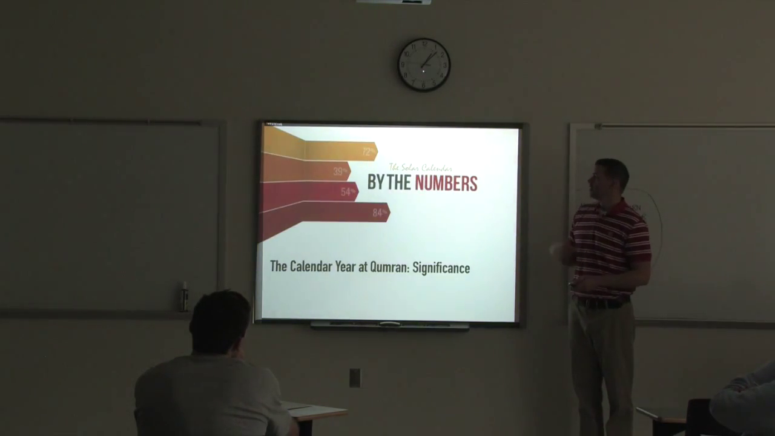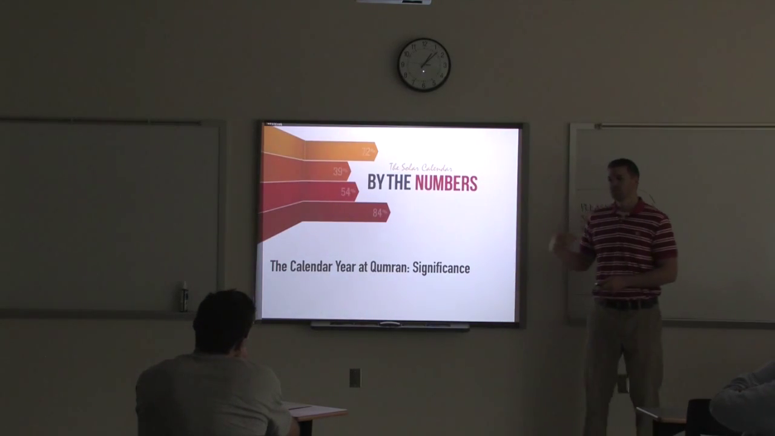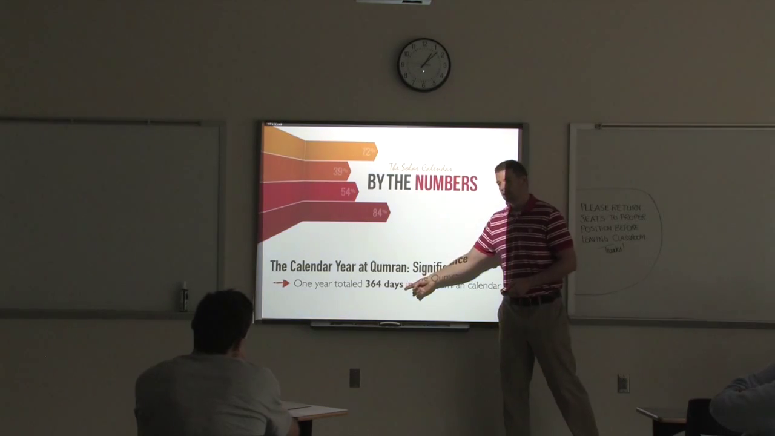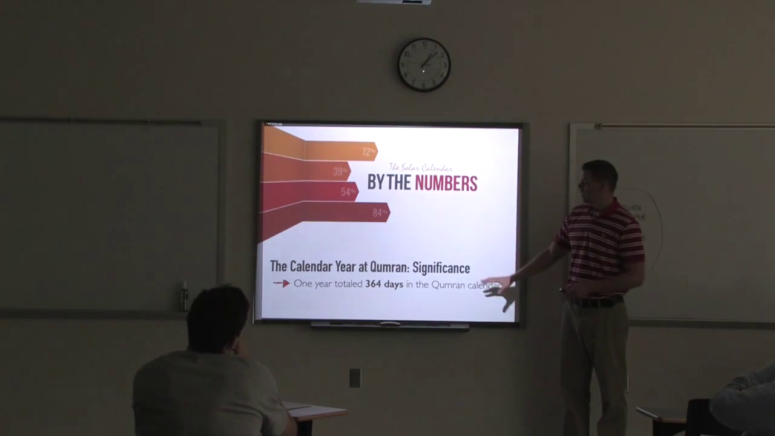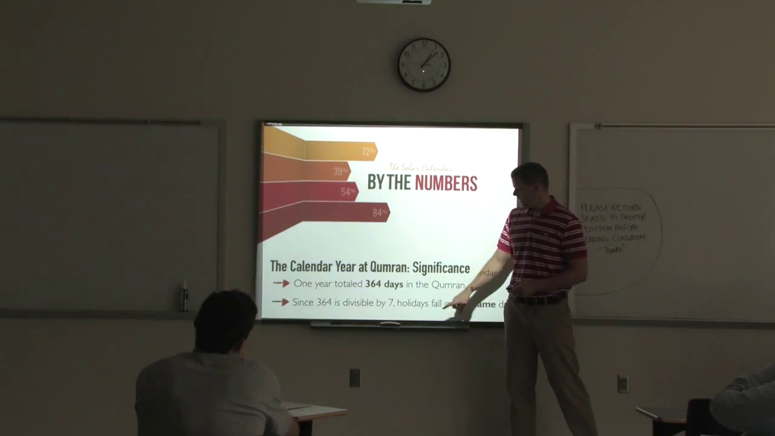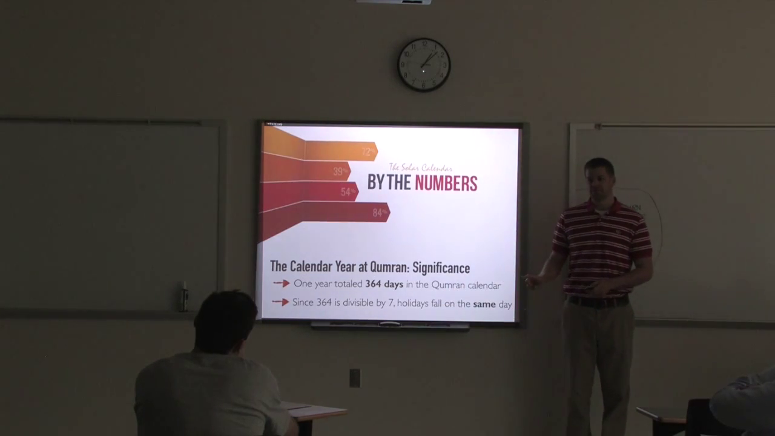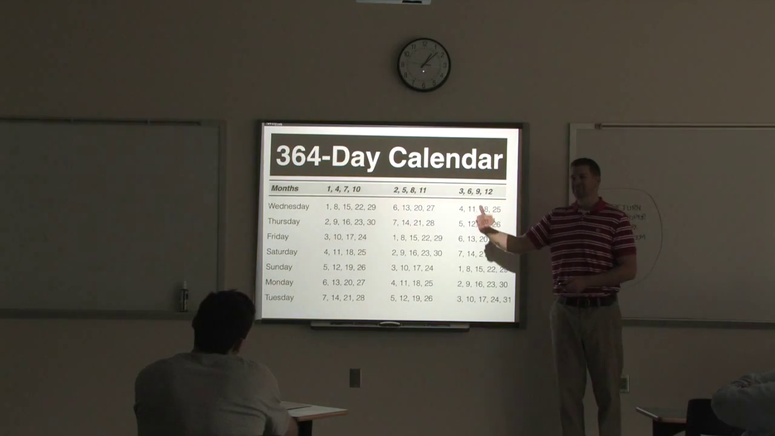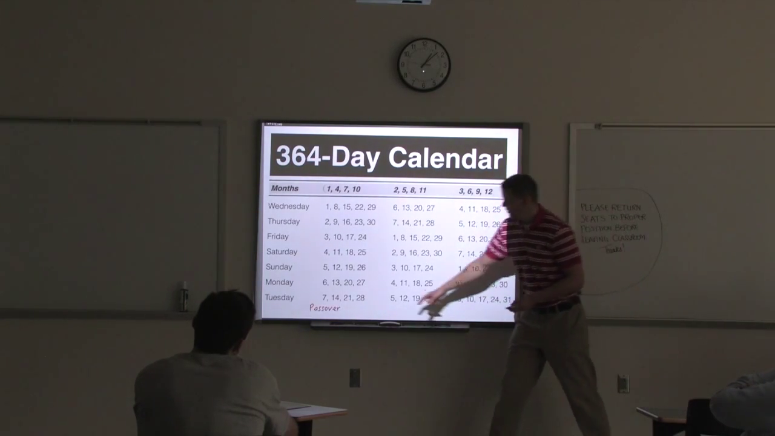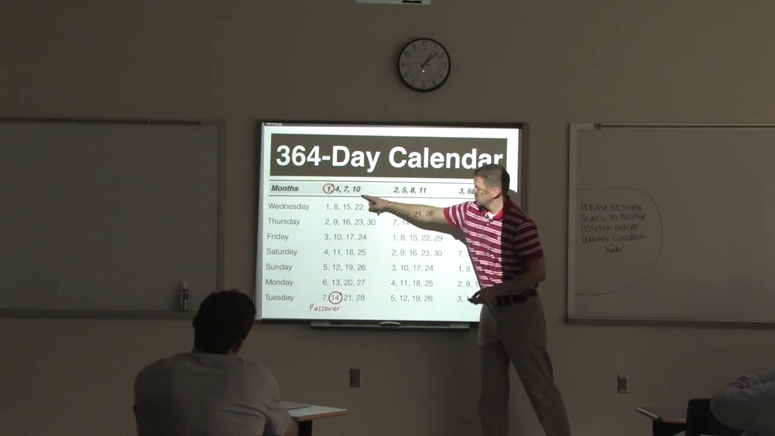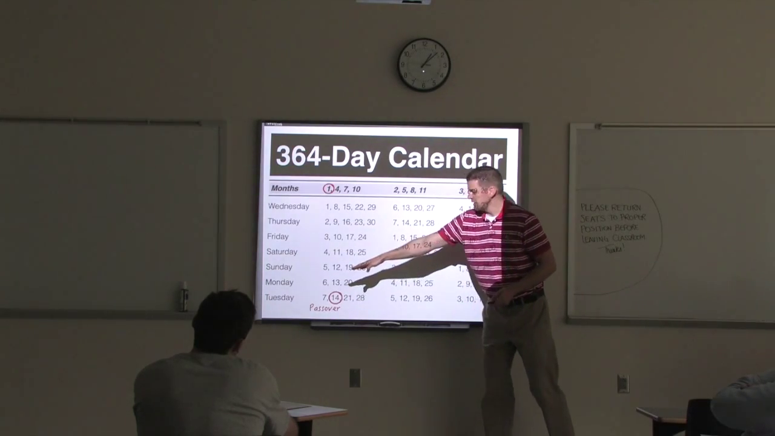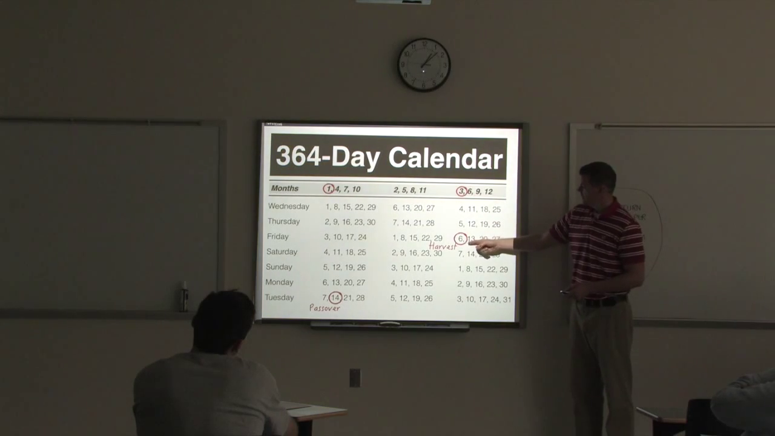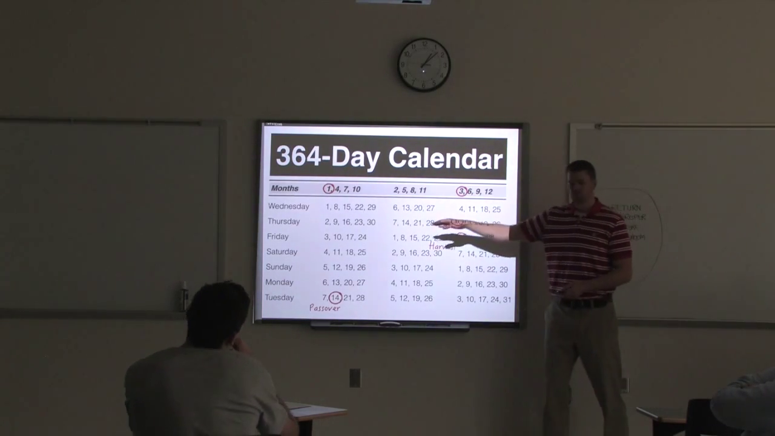So what the Qumran community did is they observed a solar calendar, which meant they had 364 days. Now I know it's not 365, but they had 364, which is important because this was divisible by 7. This allowed every single holiday to show up at the exact same time of the year. So, for example, Passover is celebrated the first month, 14th day, and every year it's on a Tuesday. Or the harvest is celebrated month 3, day 6, and every single year it's on a Friday.